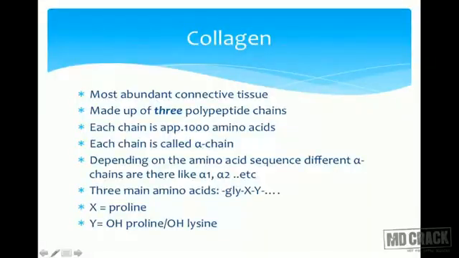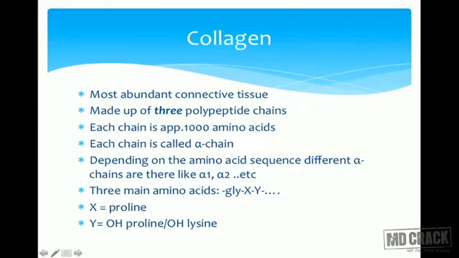Collagen is one of the most abundant proteins that is present in the body. It is one of the most abundant connective tissue. It is made up of 3 polypeptide chains. I am giving an overview of the structure. Each chain is nearly 1000 amino acids. Each chain is called an alpha chain. Now, depending on the amino acid sequence difference, there are different types of alpha chains like alpha 1, alpha 2, etc.